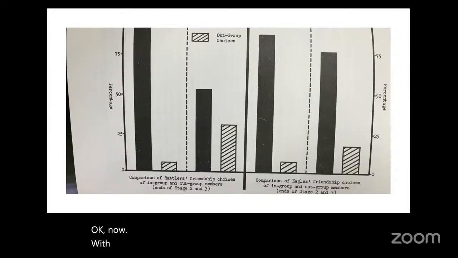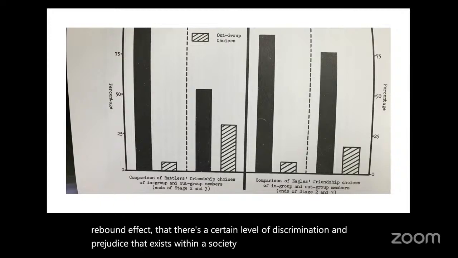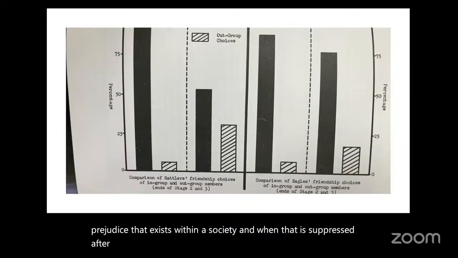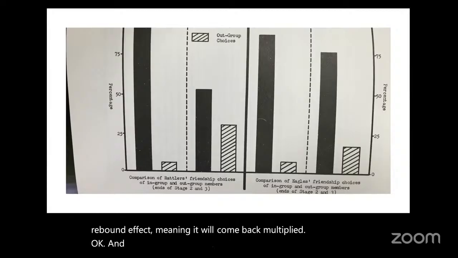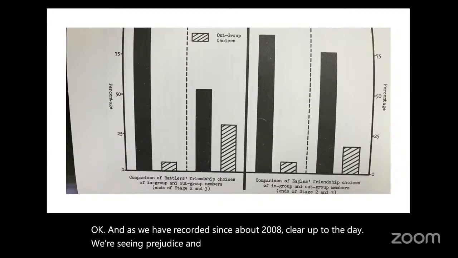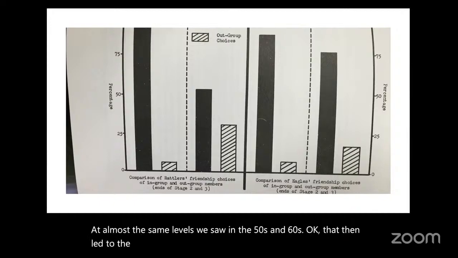Now, with that being stated, I think we have also seen what's called a rebound effect, that there's a certain level of discrimination and prejudice that exists within a society. And when that is suppressed, after the moments of suppression, it will have what's called a rebound effect, meaning it will come back multiplied. And as we have recorded since about 2008, clear up to today, we're seeing prejudice and discrimination and even hate crimes at almost the same levels we saw in the 50s and 60s. That then led to the civil rights movement.